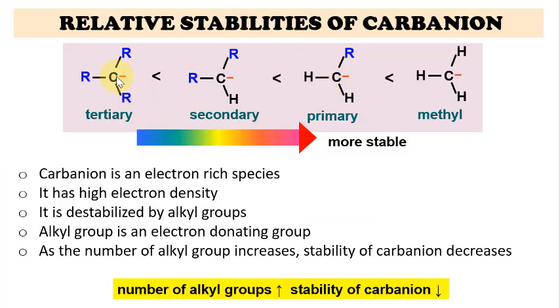For the carbanion, the negatively charged carbon means that this carbanion is rich in electrons. So a carbanion is an electron-rich species. It already has a high electron density on this carbon. So the presence of alkyl groups will destabilize the carbanion. As the number of alkyl groups increases, the stability of the carbanion will decrease.